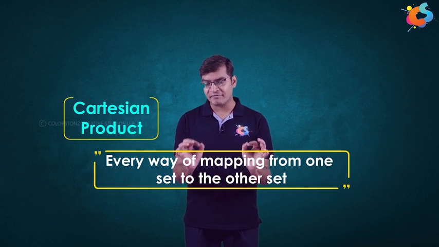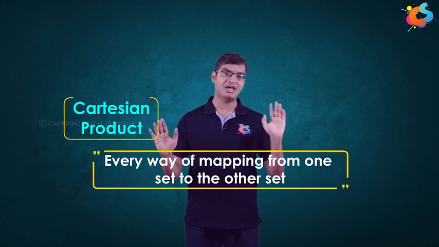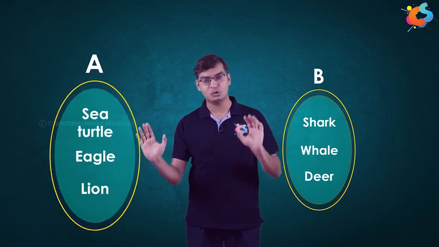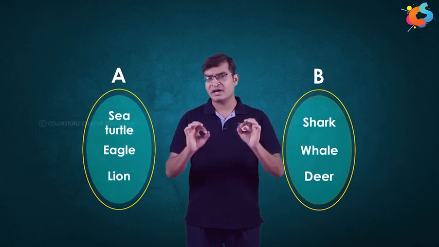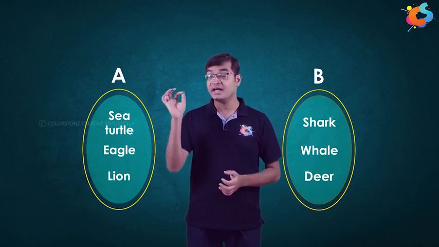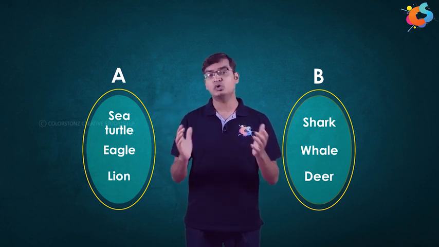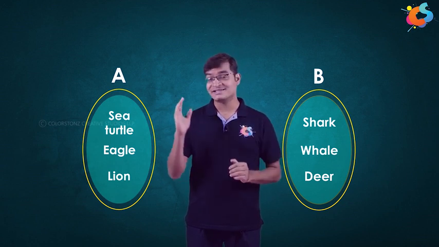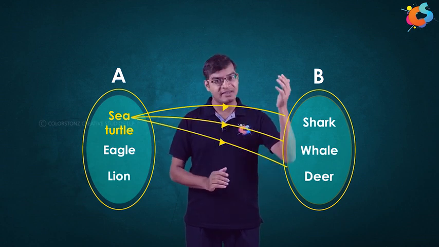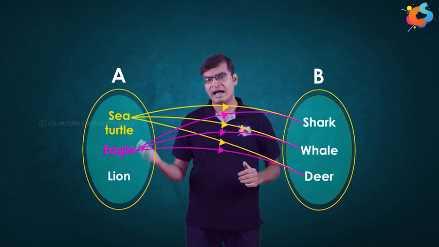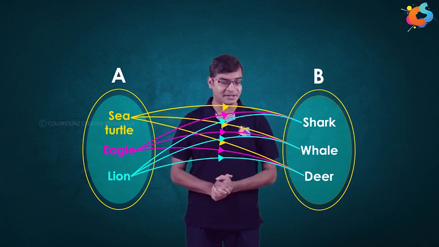Okay. Next, Cartesian product is every way of mapping from one set to the other set. Let us take every way of mapping from set A to set B. Okay. So, what is the meaning of every way of mapping from set A to set B? Means every element of A is mapped to every element of B. Okay. So, by doing which sea turtle should be mapped to all the elements of B, eagle should be mapped to all the elements of B, and lion should be mapped to all the elements of B.